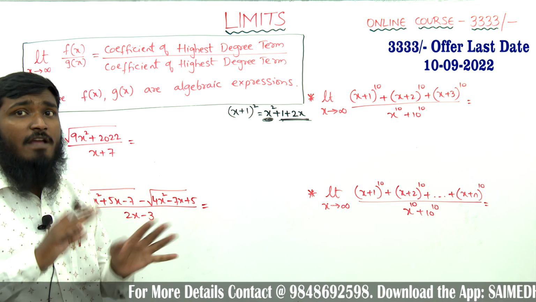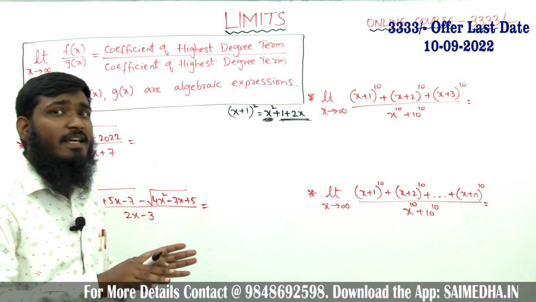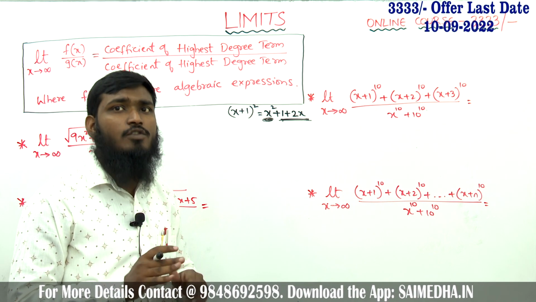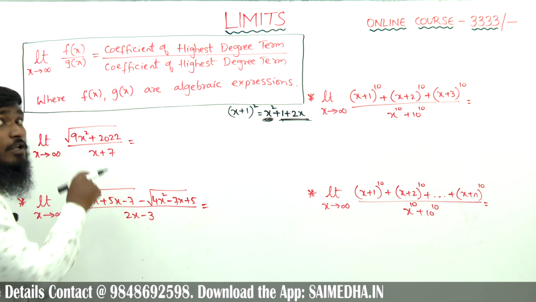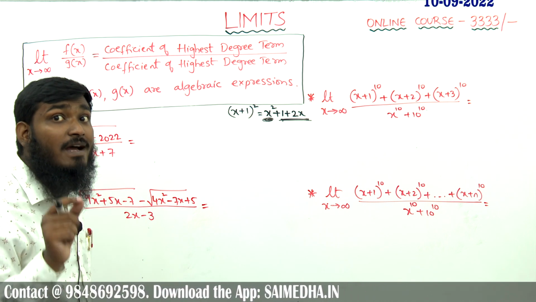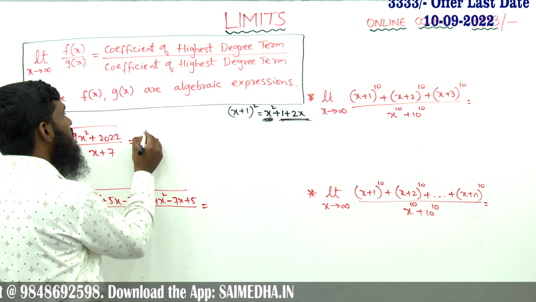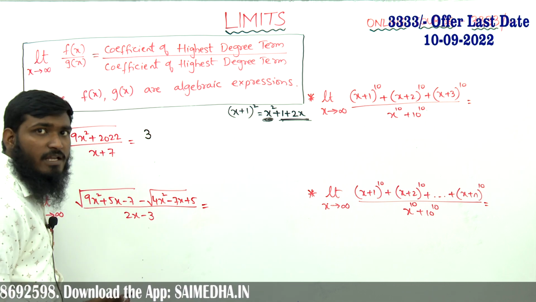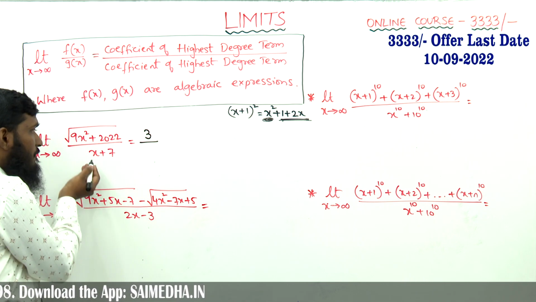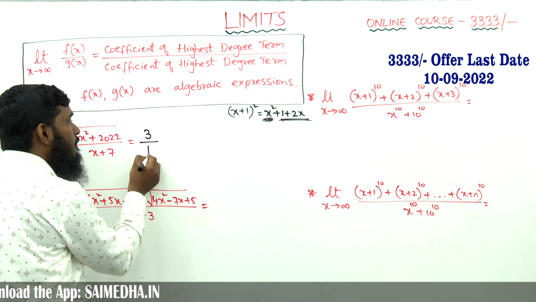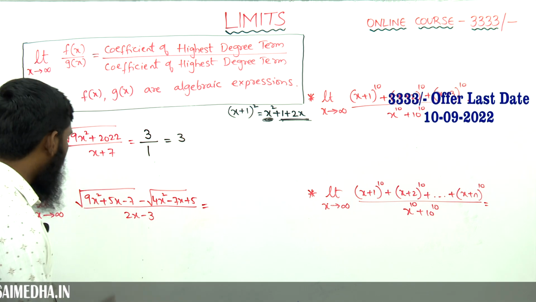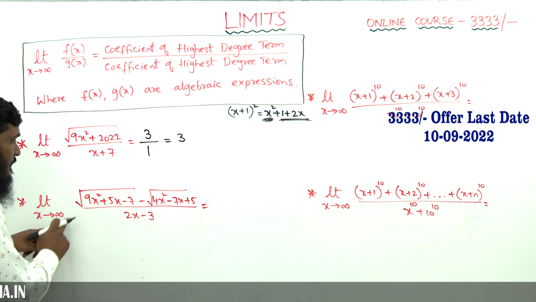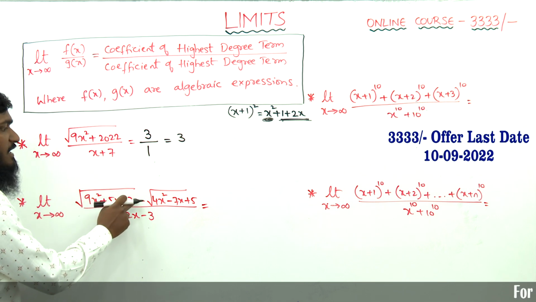Okay. So after we have decided that the highest degree term is x, we have to select the coefficients. That's it. So what is the coefficient of x in the numerator? The coefficient of x in the numerator is 3. Okay, 3. Now divided by, what is the coefficient of x in the denominator? 1. 3 by 1 is equal to 3. Understood?